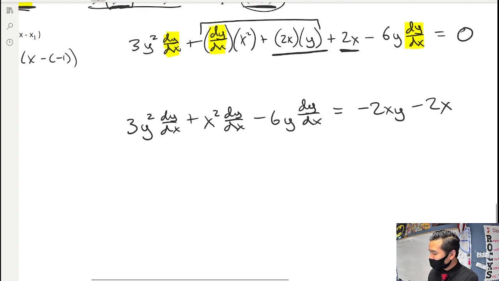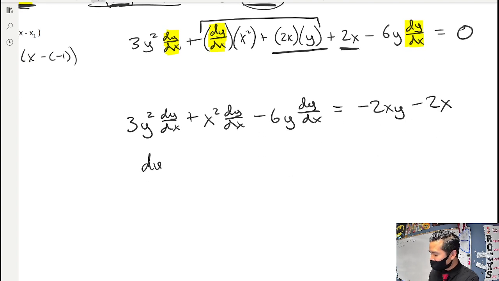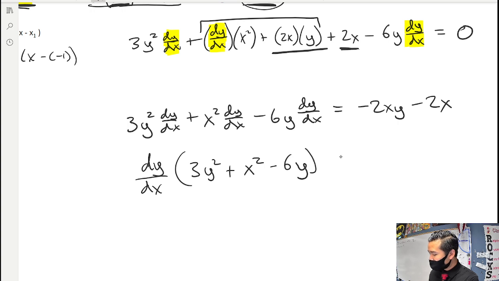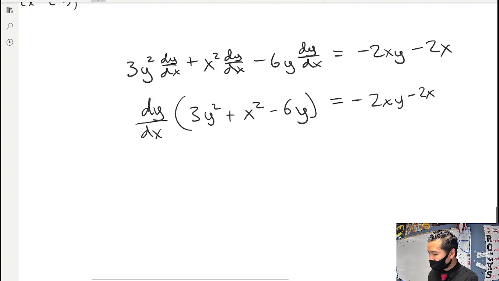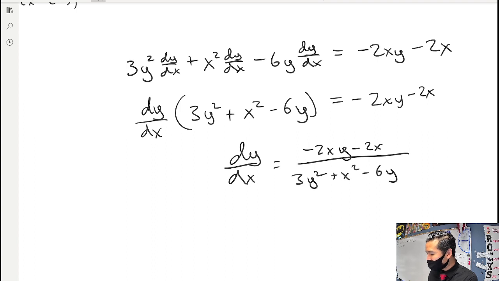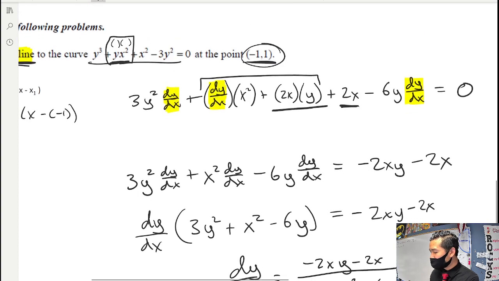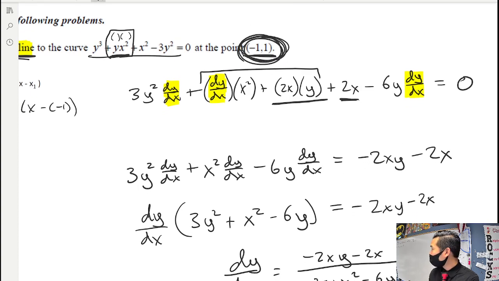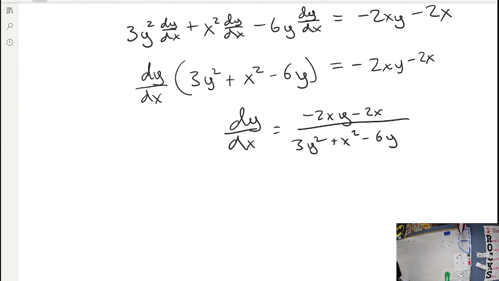After that, factor out a dy/dx over here from all of these. And what's left inside here? We've got 3y squared plus x squared minus 6y. Just divide by it. Move it to the other side. And we end up with this crazy looking fraction: dy/dx equals negative 2xy minus 2x all over 3y squared plus x squared minus 6y. But that's still not our answer because we still need this evaluated at, what was the point? Negative 1 and 1. Just plug those in for your x and y, and that's what's going to give you your slope.